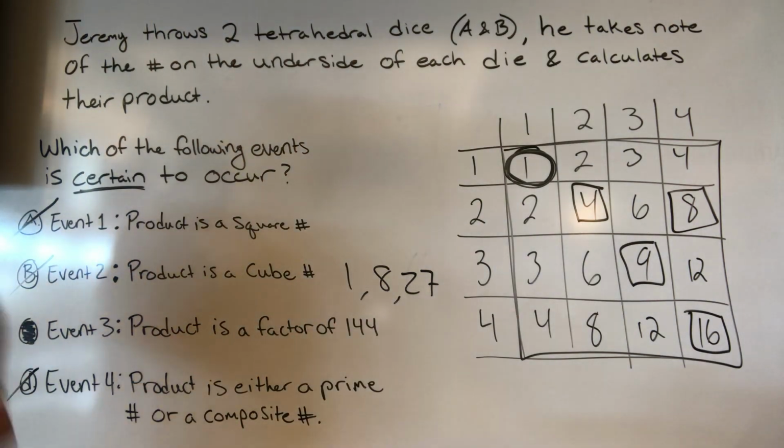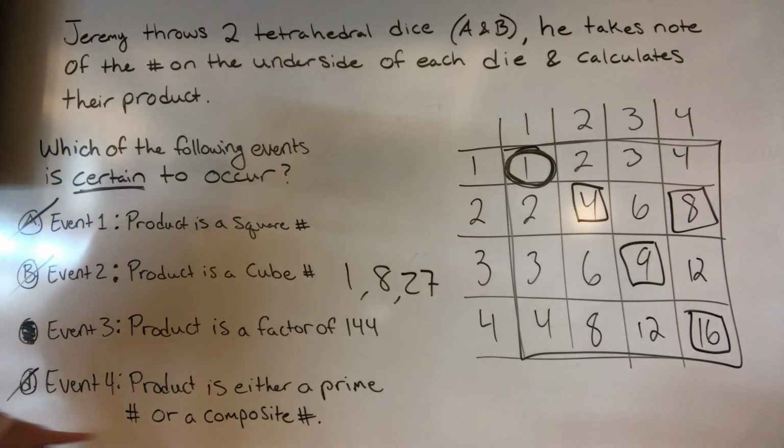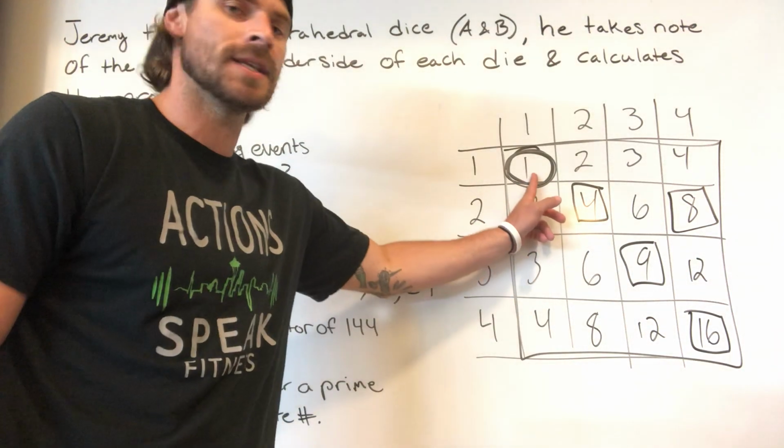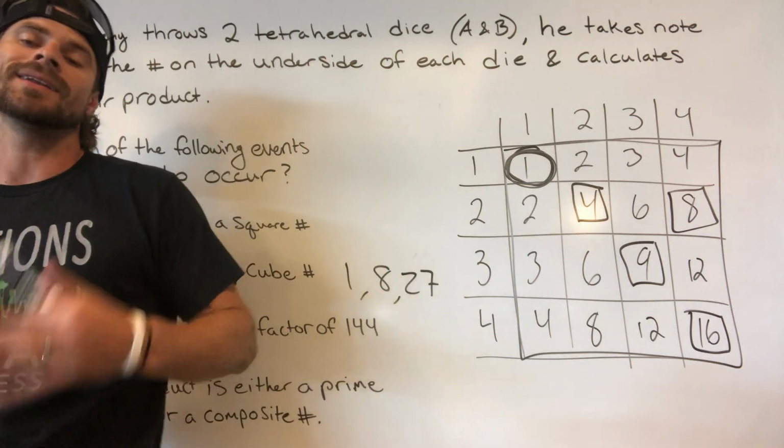So it's kind of a tricky problem because a lot of you might look at this bottom answer and might go with D. Okay? But the reason D is incorrect is because 1 is not a prime. 1 is also not a composite number.